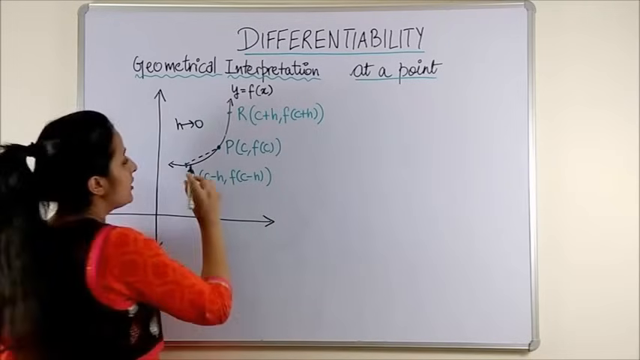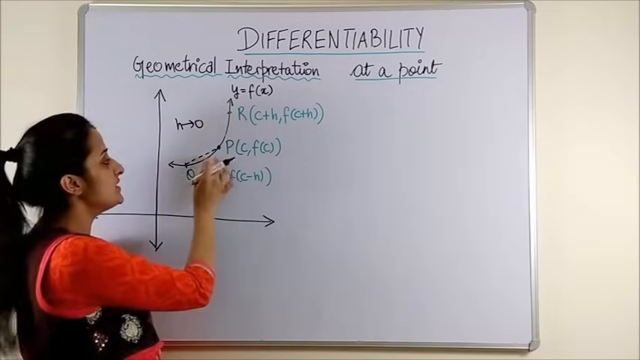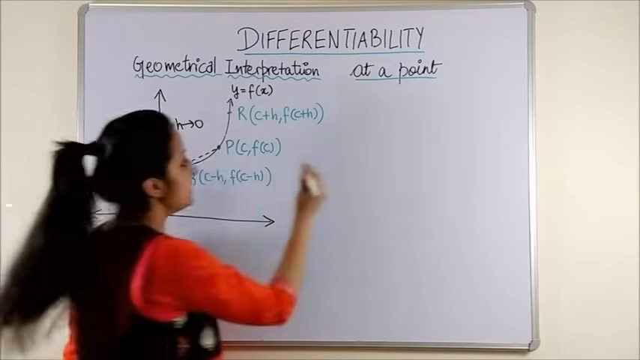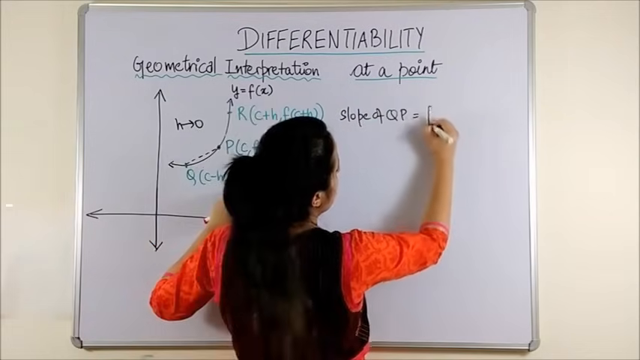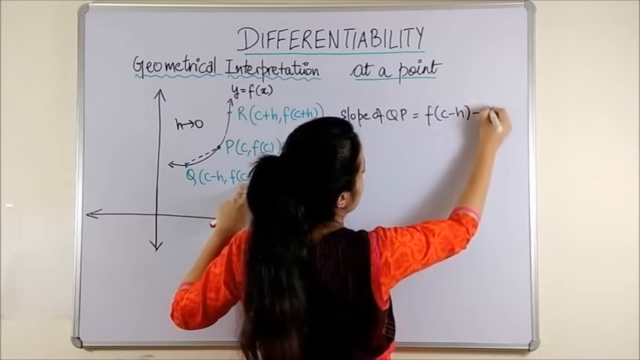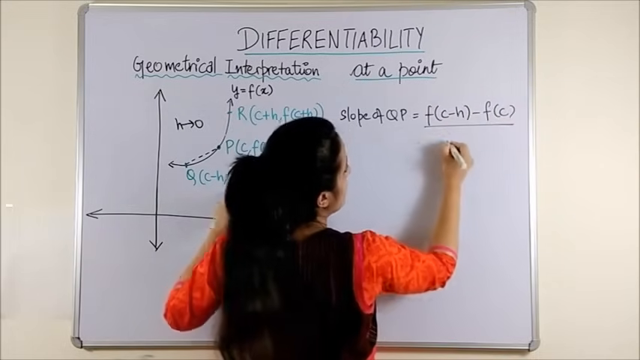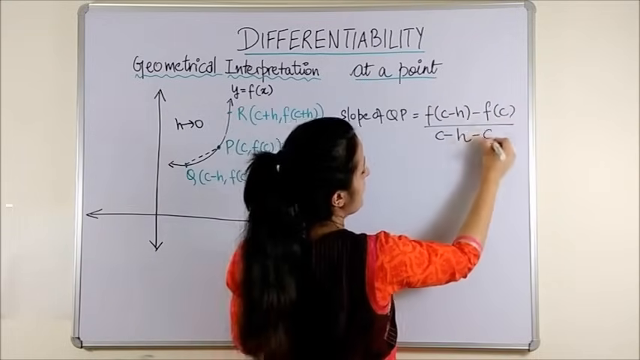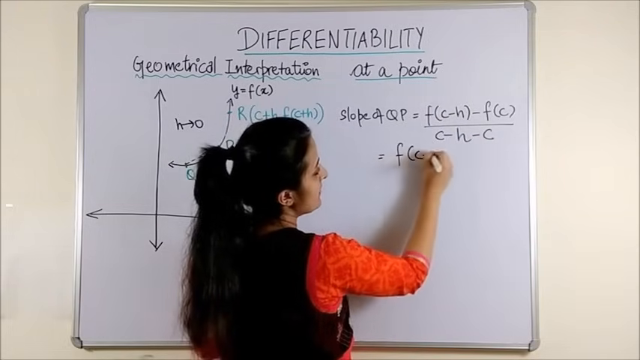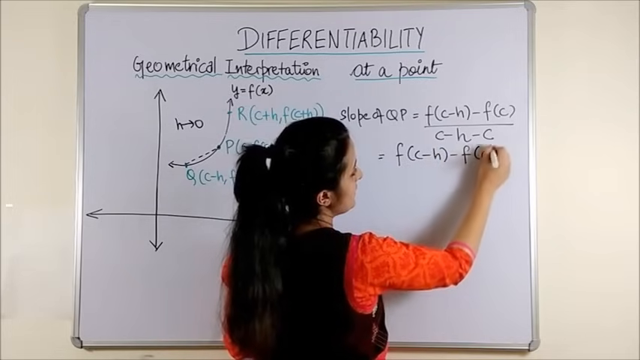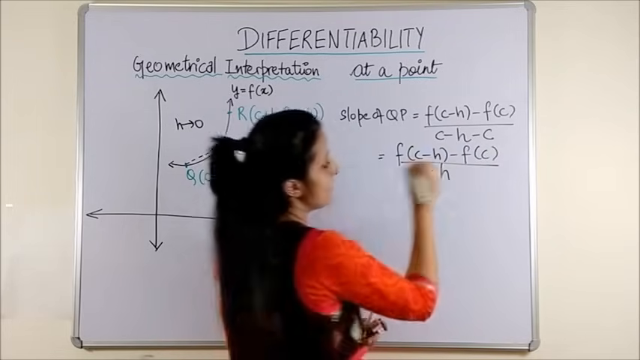Now talking of the slope of this secant or the chord QP, so slope of QP, we say (f(c minus h) minus f(c)) upon (c minus h minus c). So this gives us (f(c minus h) minus f(c)) upon minus h.